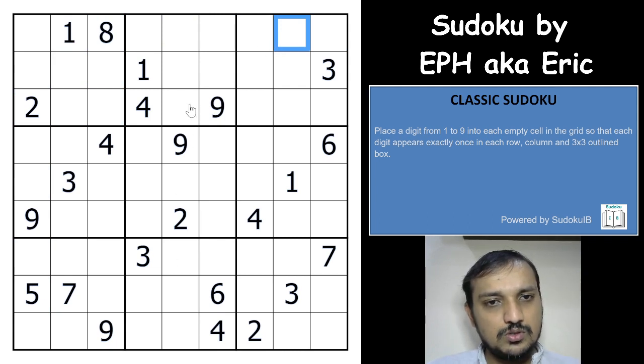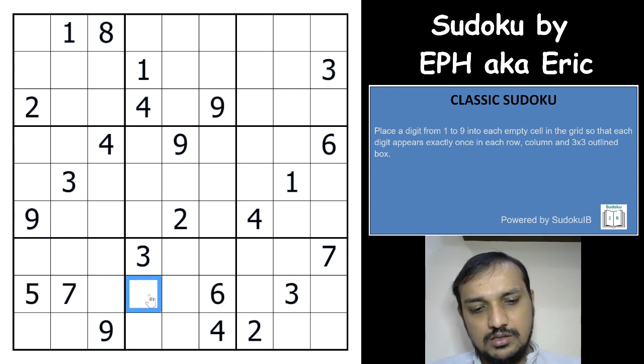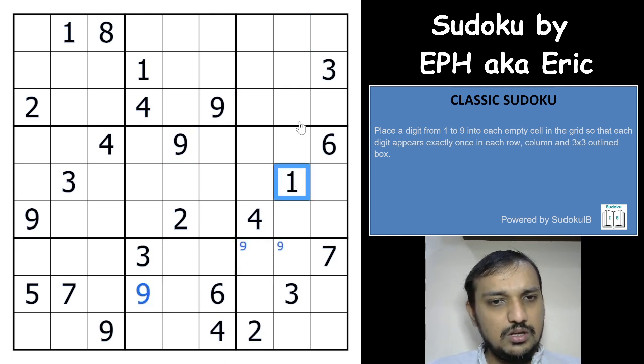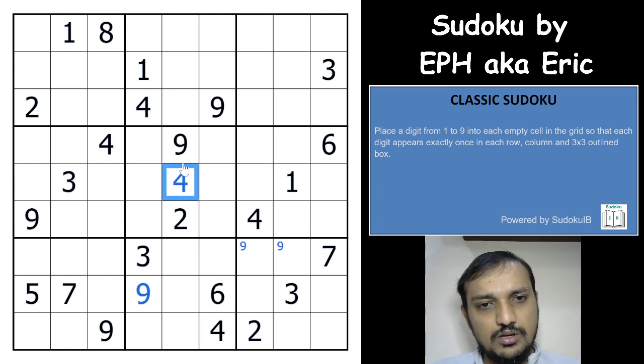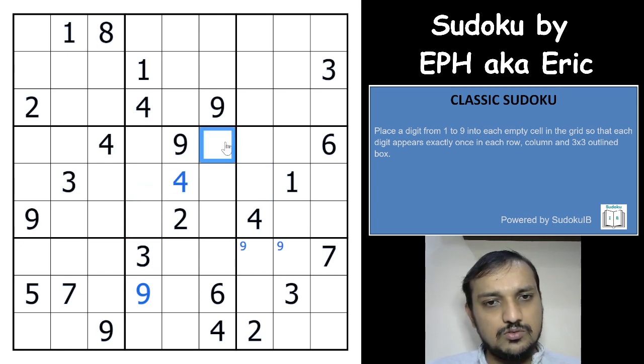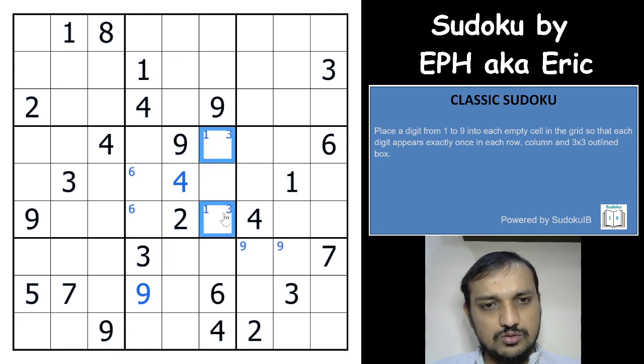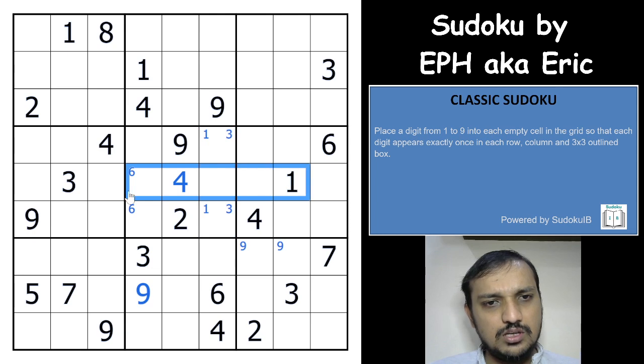So I can see a 9 here, and then 9 is in one of these two cells. Okay, and then you get a 4 here. That gives you a 1 in one of these two cells, and that gives you a 1 in one of these three cells, right? 6 is in one of these two cells. 3 is okay, so you have a 1 3 pair here. 3 and 1 cannot be here, 3 and 1 cannot be here, so you have a 1 3 pair here.